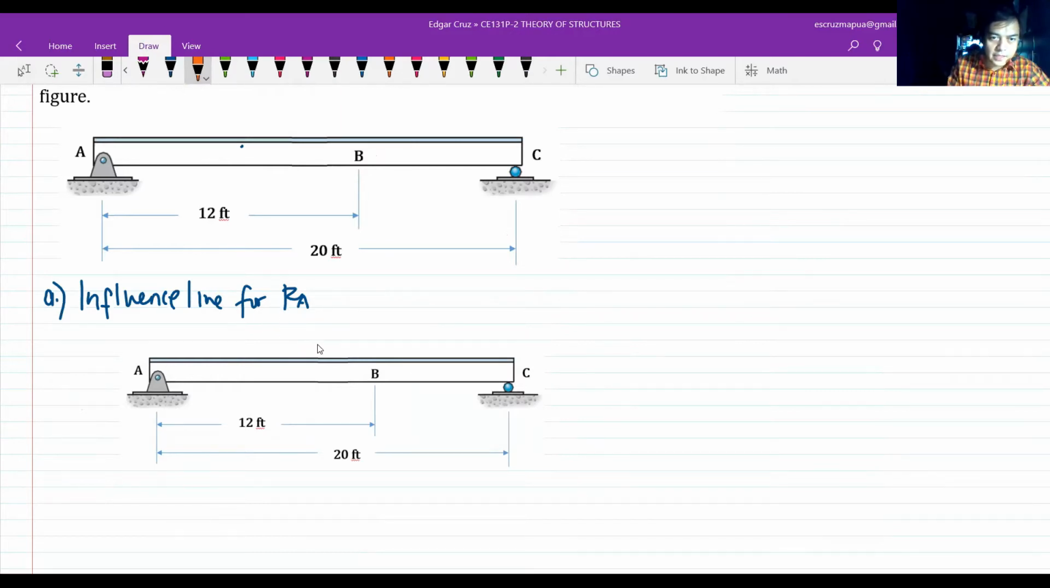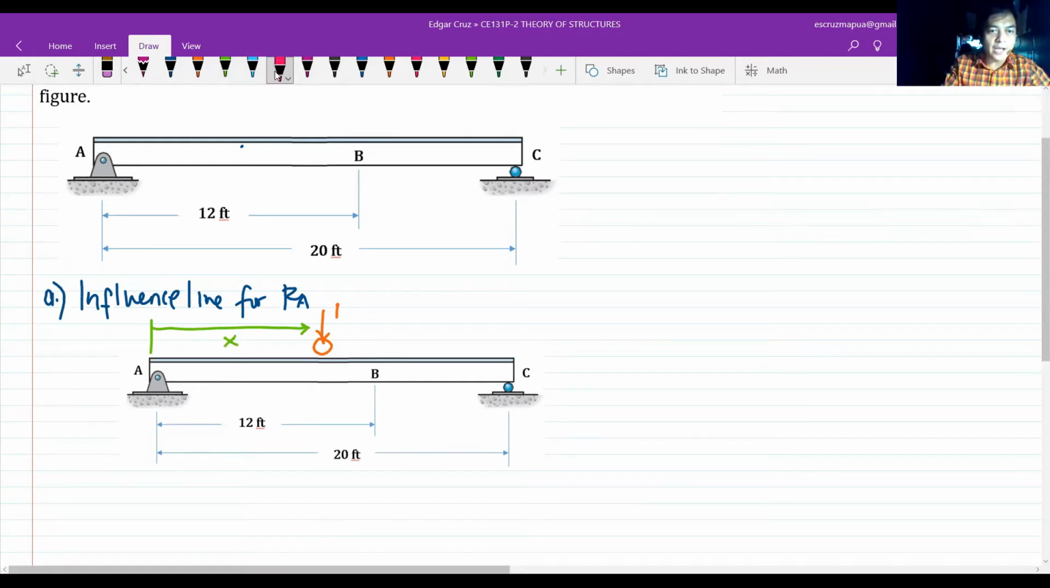Let us say that the unit load is here. That is 1. And let me define that unit load at a certain distance from A. And this would be the distance, say X. So first we have to solve for the reactions of the simple beam. Of course, it will have reaction at A and reaction at C.